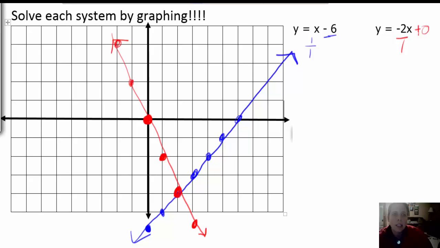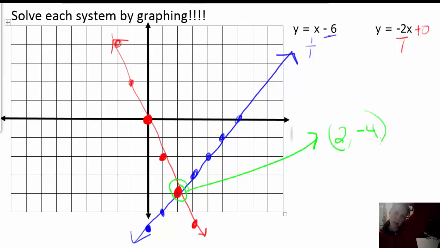Okay, it crosses nice and neat right here, even though my line's a little off. And this is at the point 2, -4. So this brings back knowing how your coordinates are. Okay, this is how I expect it to look.